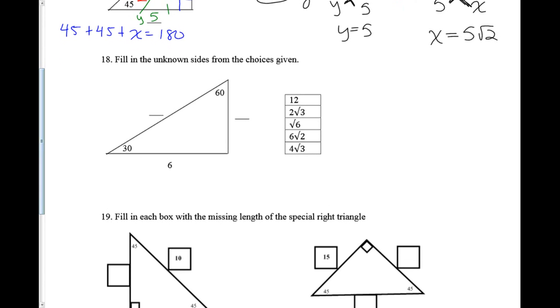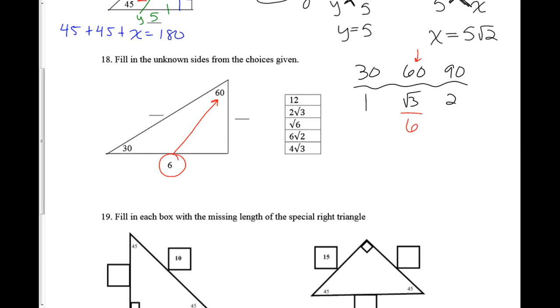Number 18, we now have a 30, 60, 90 triangle. My 30, 60, 90 ratios are a 1 under the 30, a square root of 3 under the 60, and a 2 under the 90. I start with the number I was given. That was a 6. It's across from the 60. So I find my 60 and I make a fraction with the square root of 3.